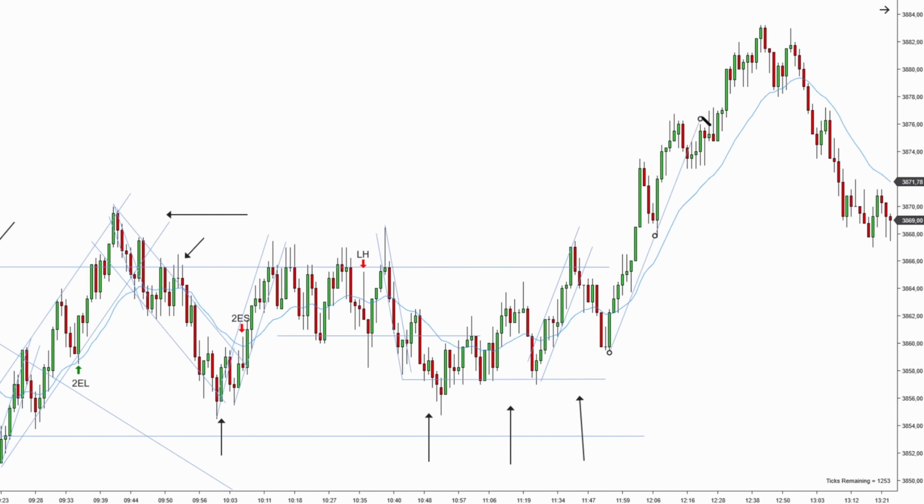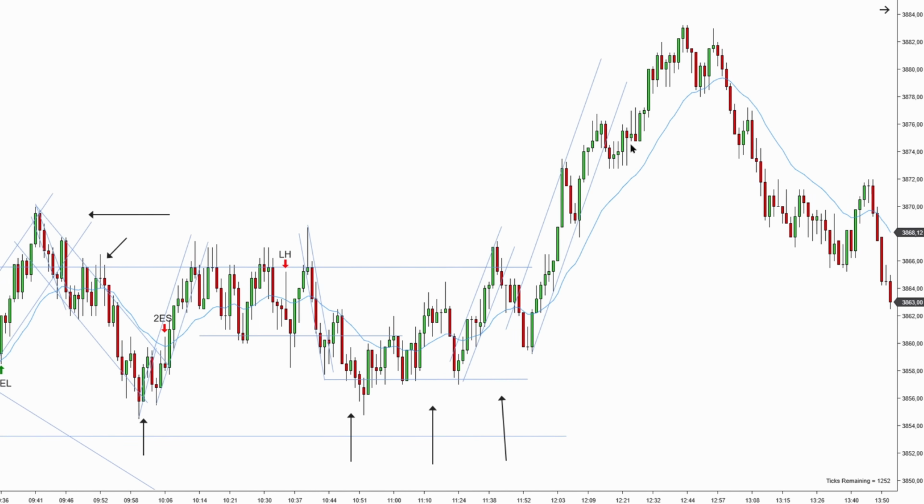So what I have to do, I have to redraw my channels again, and I have a break and I have multiple legs to a new extreme. Now, unfortunately, there is no setup for me to capitalize on taking a long entry. As strong of a structure as this is, I cannot see any two-legged pullback to the exponential moving average. Everything is far from EMA. Everything is first entry long.